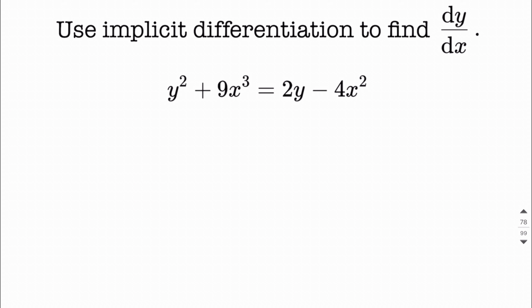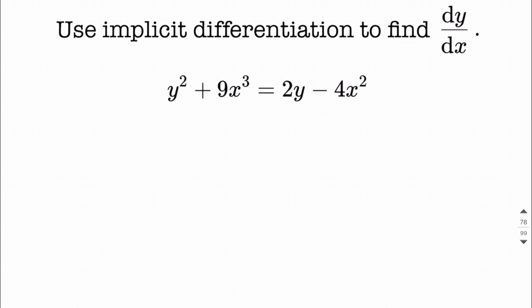In this example, we're going to use implicit differentiation to calculate dy/dx. As you can see, we have multiple different terms in this equation, some having y's, some having x's. It should be a pretty straightforward problem, so let's walk through it step by step. One term at a time, let's look at the y squared.